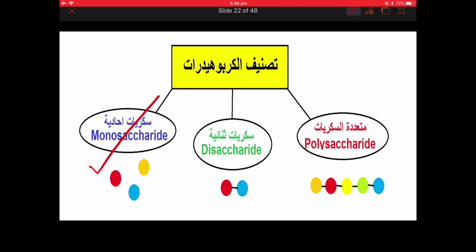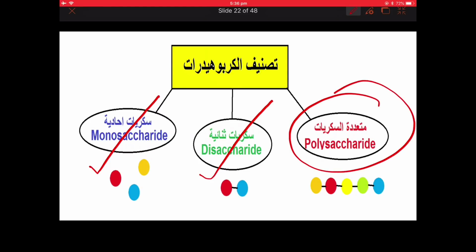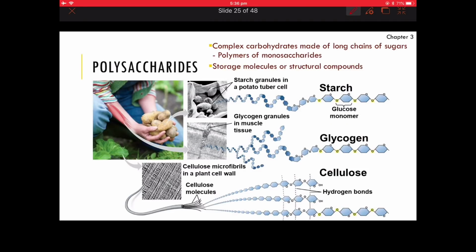We have covered monosaccharides and disaccharides, and now we're going to talk about polysaccharides. Polysaccharides are complex carbohydrates, and they're made of long chains of sugars. As you can see here, glucose with glucose with glucose with glucose, repeated hundreds of times, makes starch or glycogen or cellulose. Starch is used for storage.